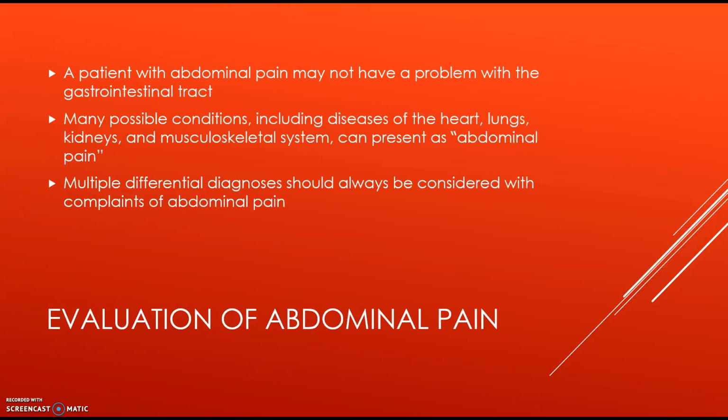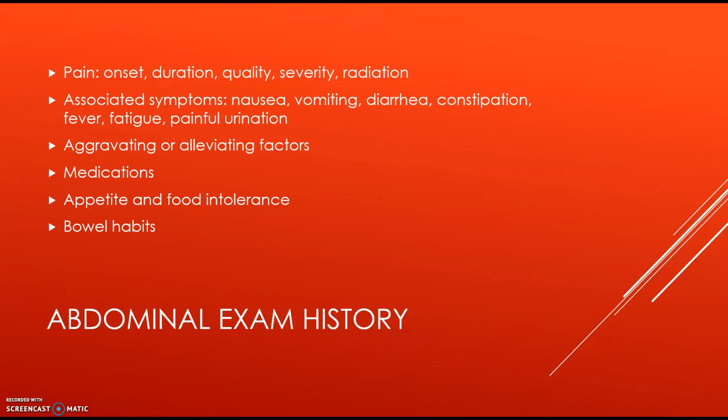When you're evaluating a person for abdominal pain, if a person has abdominal pain, it doesn't mean that the problem is within the gastrointestinal tract. A lot of the conditions of the heart, the lungs, the kidneys, the musculoskeletal system can present as abdominal pain. So it's important to identify where the pain is, what the quality of the pain is, and does it radiate, etc. So you always have to consider differential diagnosis if a person has complaints of abdominal pain.